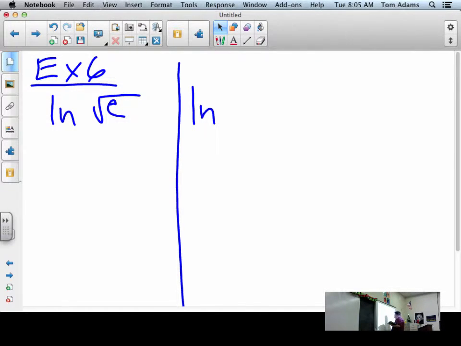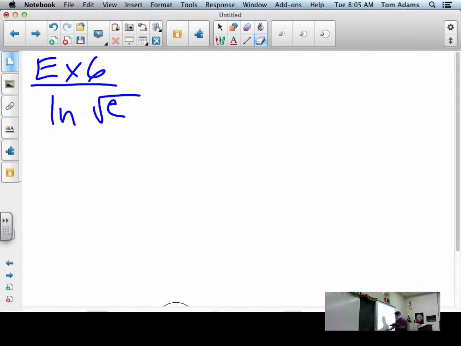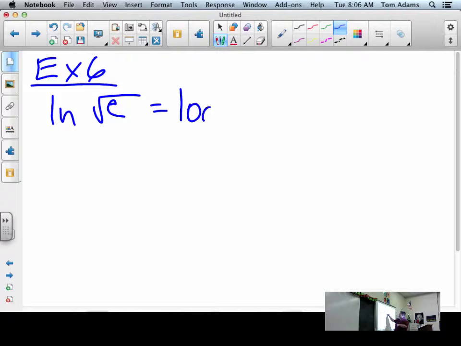Oh wait, let me write this a different way. I want to follow the way the book does it. Alright, so let's talk about that. Now I can plug this in the calculator, and I will in just a second. The natural log is really the logarithmic function with a base of e. And so I have the square root of e. I said b and I meant to say e.